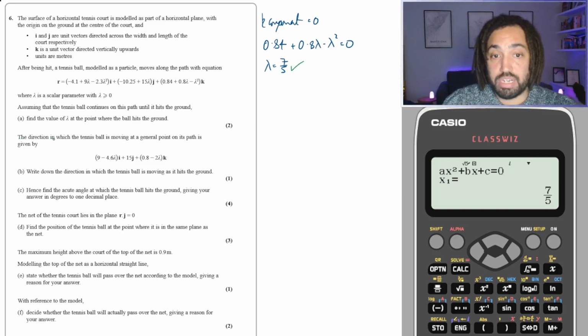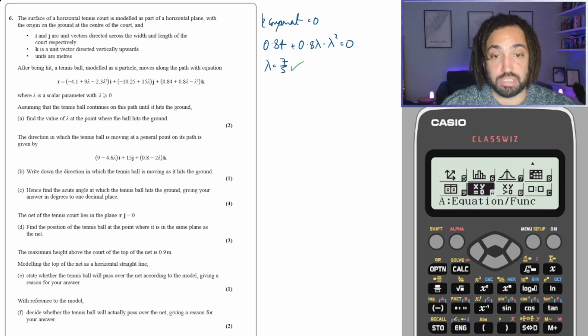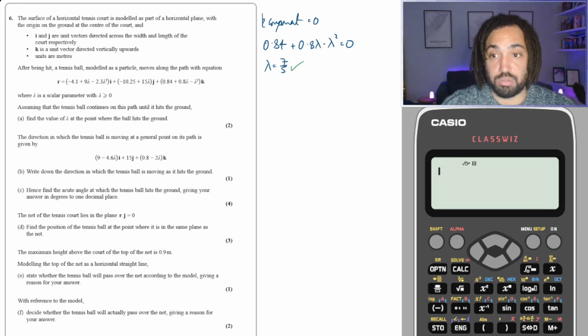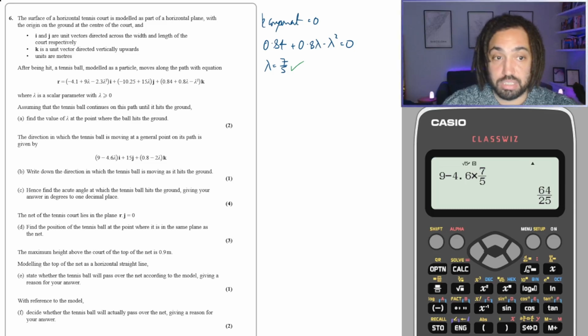Okay, the direction in which the ball is moving at a general point on its path is given by this. Write down the direction in which the tennis ball is moving as it hits the ground. Right, well, this is just simple substitution. We just need to substitute in that lambda value of 7/5. So it's 9 minus 4.6 times 7/5. Okay, so the i component is 64/25.